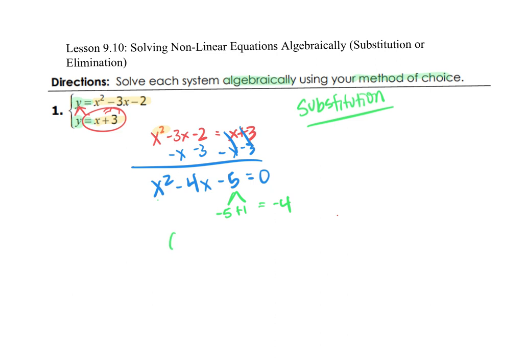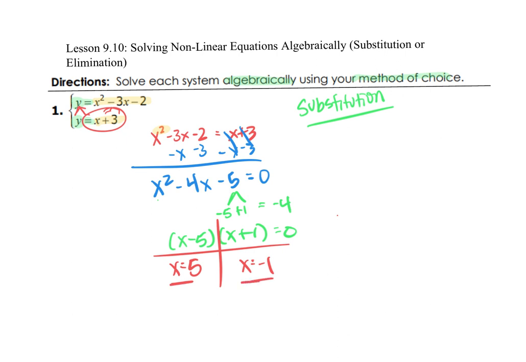So we write it in factored form: x minus 5 times x plus 1 equals 0. And then we t-bar it, as we know, and we get the opposites that come out solved for x. So x is equal to 5 and x is equal to negative 1.